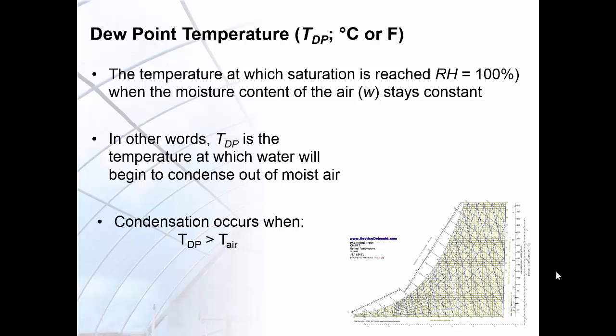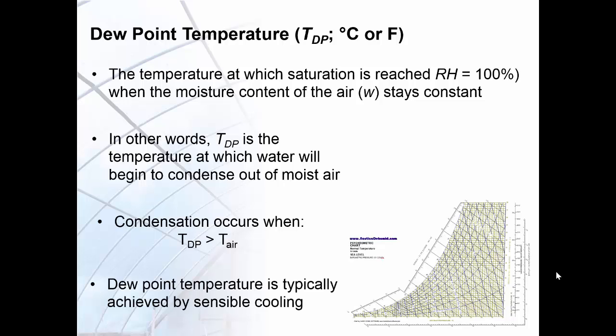We can achieve dew point temperature by a sensible cooling process, which means that the humidity ratio, or the absolute humidity, of the air remains constant during this process.